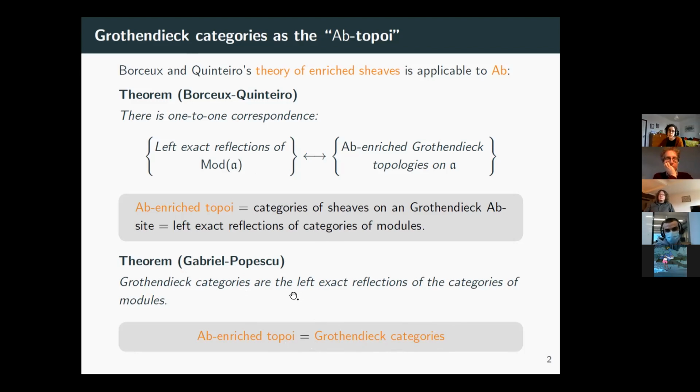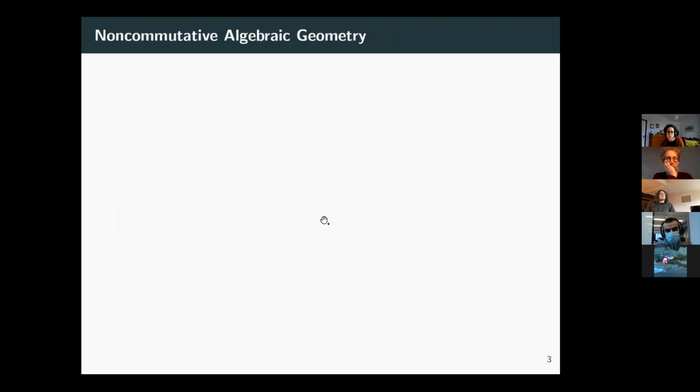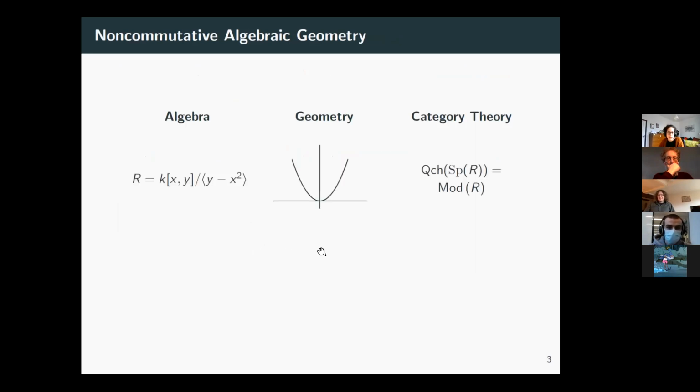So we have this perspective of Grothendieck categories. We can see them as the up-enriched topoi, but we will also use another geometrical perspective on them. For this, let me recall a little bit the main idea that we will be using from classical algebraic geometry. We have an interplay between algebra, geometry, and also category theory in classical algebraic geometry.